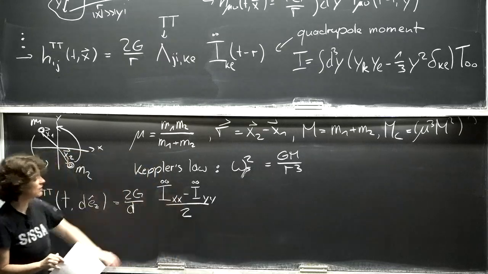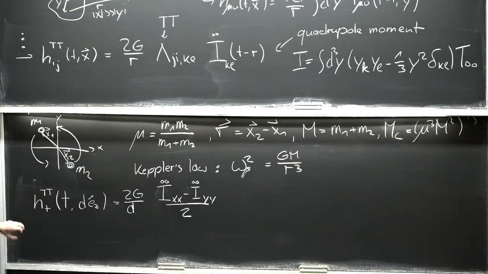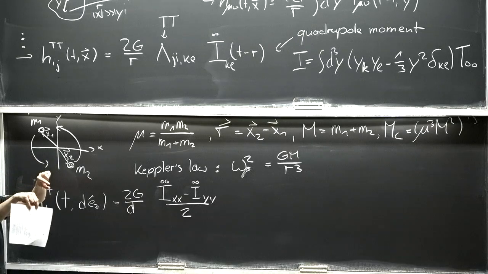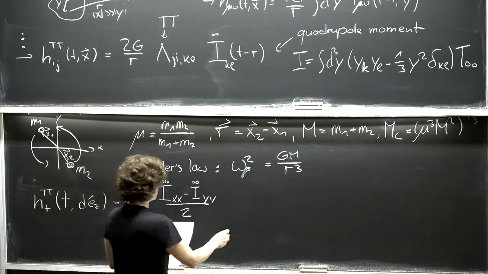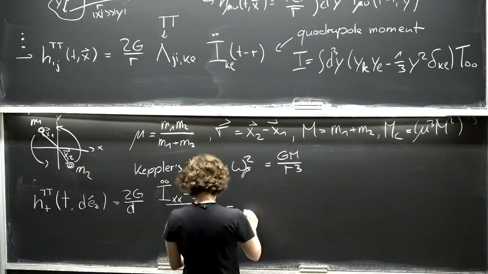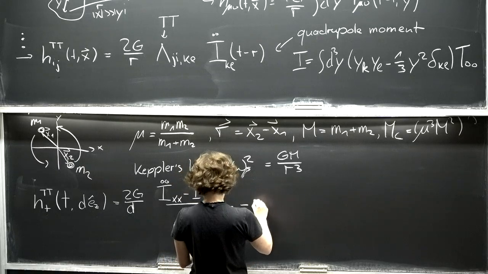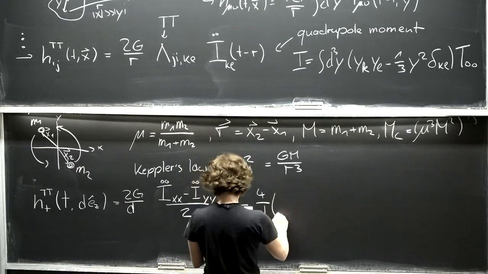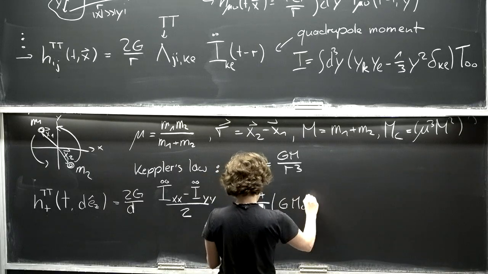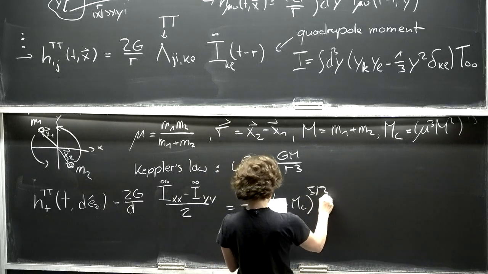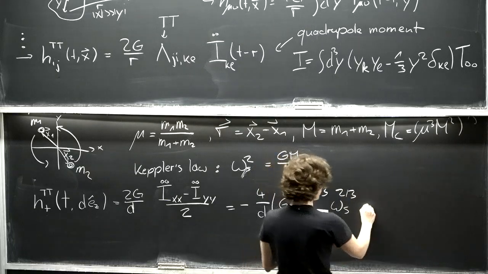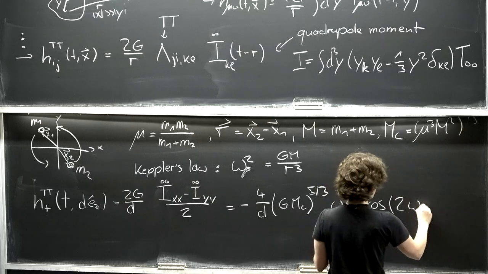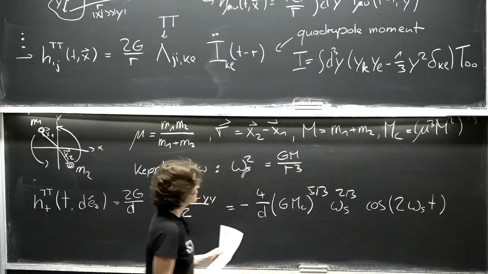Okay, so this expression here is the doing of this projection operator that is telling you that the plus component is the one that has the diagonal elements with the different sign, whereas the cross component is the one that has the off-diagonal components. So now you plug everything in here, and you get minus 4 over d g mc to the power 5 over 3 omega source to the power 2 over 3 cosine 2 omega source t. Okay, so why do you get a factor 2 here?